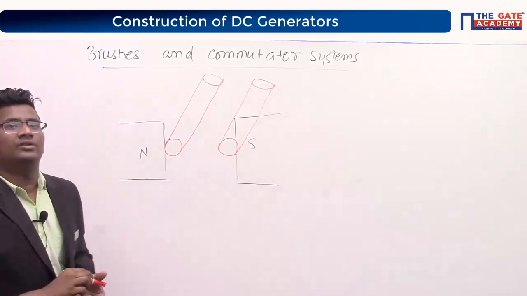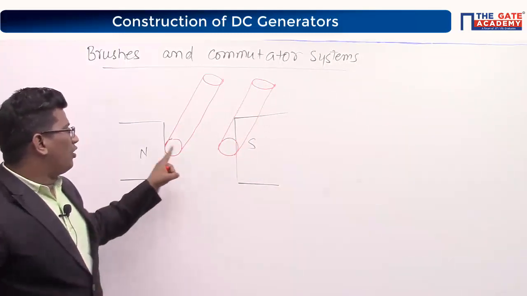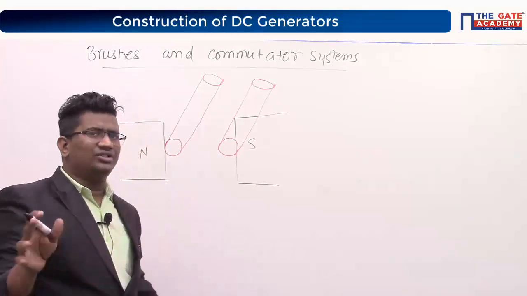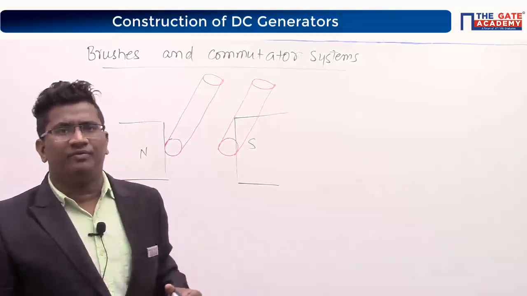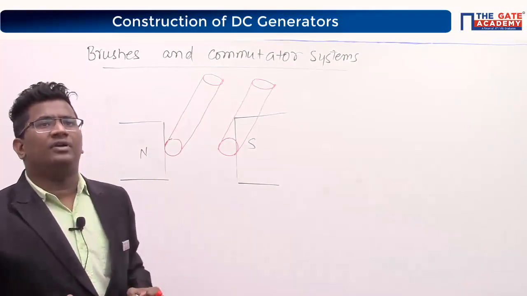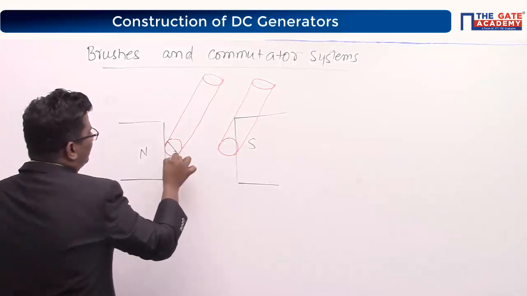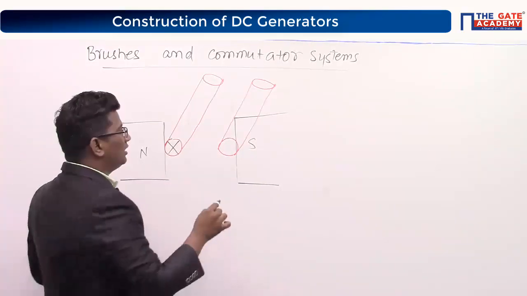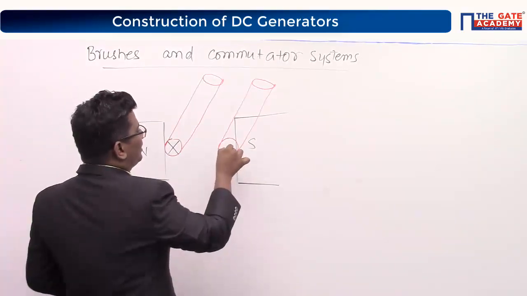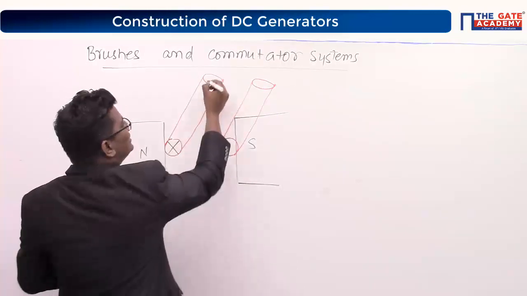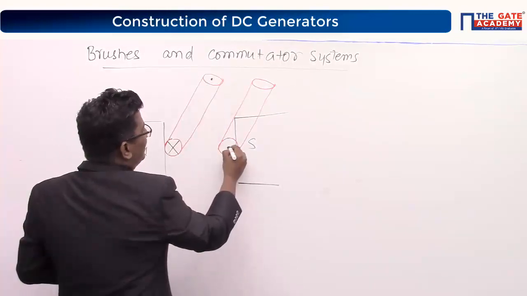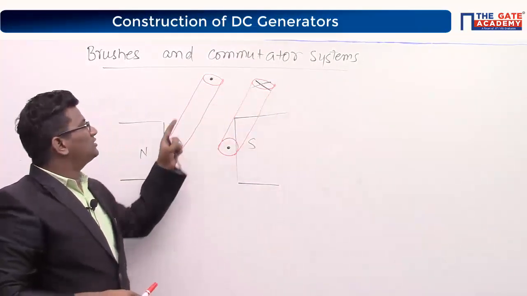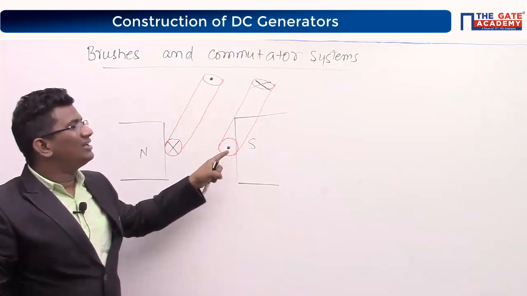Listen once. Tell me, under the north pole, which effect, positive or negative? Let us assume no current is flowing, just induced EMF. North pole, positive effect; south pole will be negative effect. If this is cross, can I say this is dot? If this is dot, can I say this is cross?